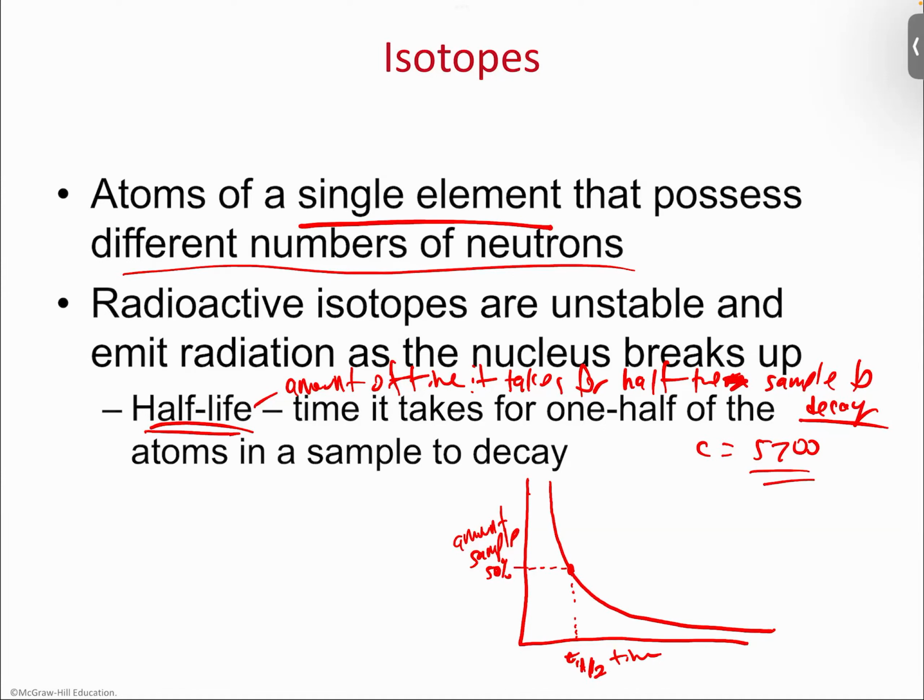So generally speaking, this is really good for us because 5,700 years ago is well within recorded human history, which is the reason why we use a lot of carbon dating for archaeology and things like that, because it covers the human history span quite nicely.